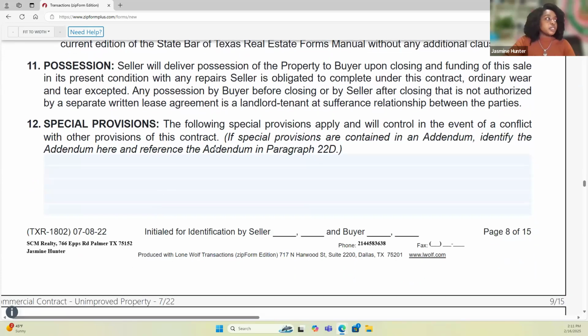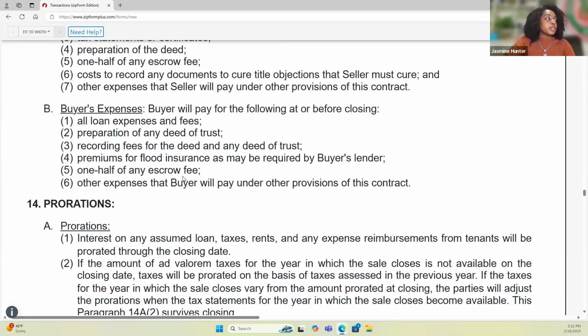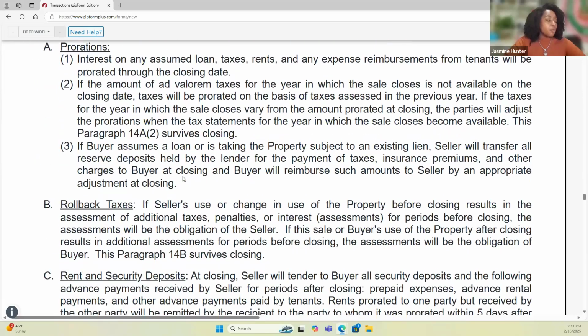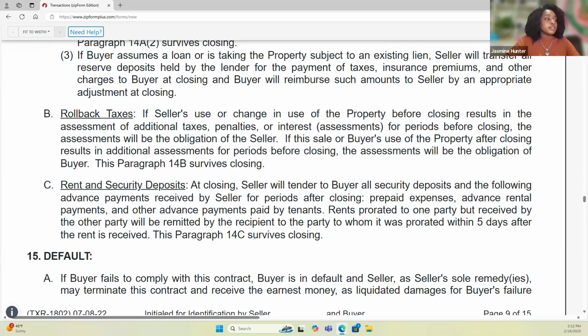We're going to talk about possession here, special provisions, sales expenses, buyer expenses, seller expenses. What are the prorations? What rollback taxes do we have? Rent and security deposits. What is defaults? All of these things is what we're talking about here at this point.